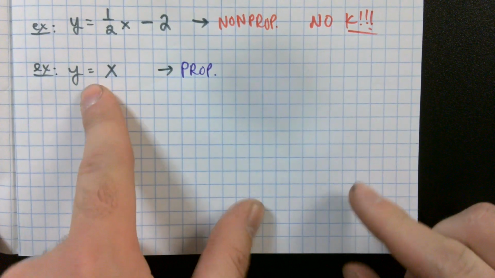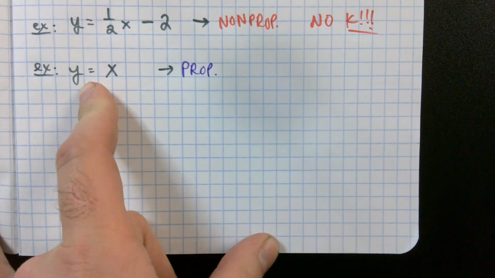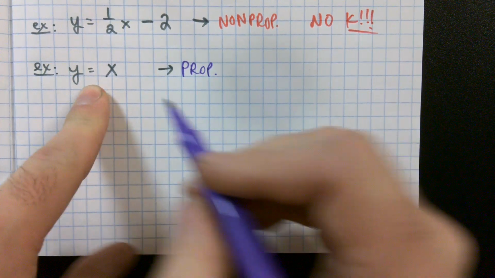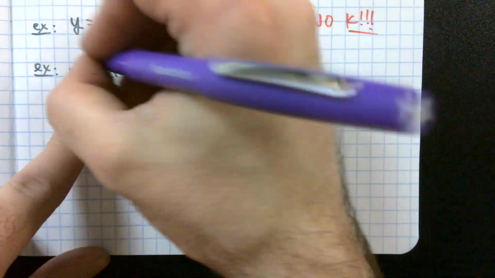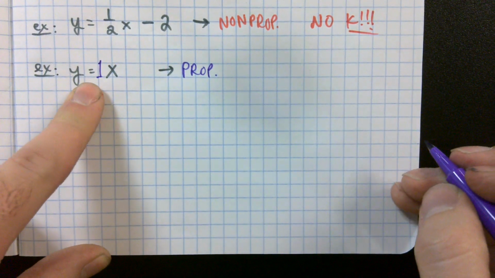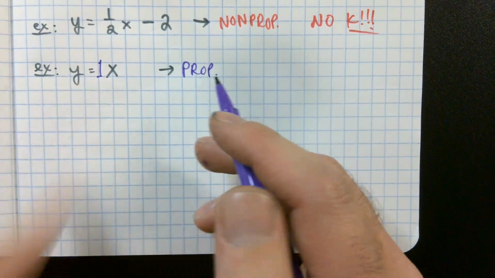Is there a number in front of my x? Do you see one? No, right? But there's something there. What's my invisible number that's really in front of this x? You guys remember? A 1, right? There's an invisible 1 in front of that x. Is there a number hanging off the end? No. So that makes it proportional.